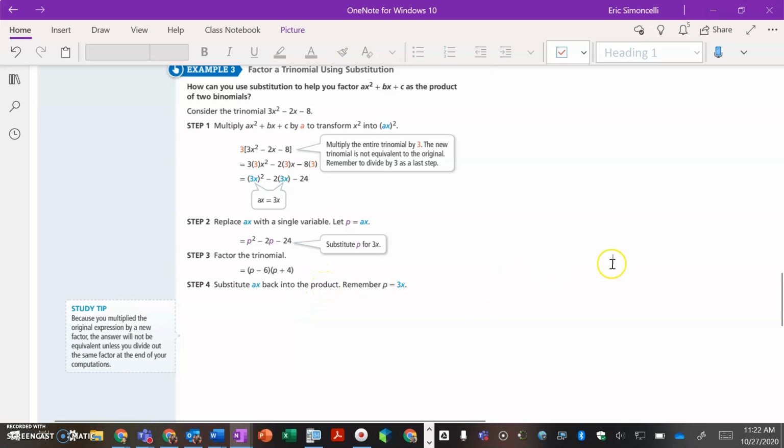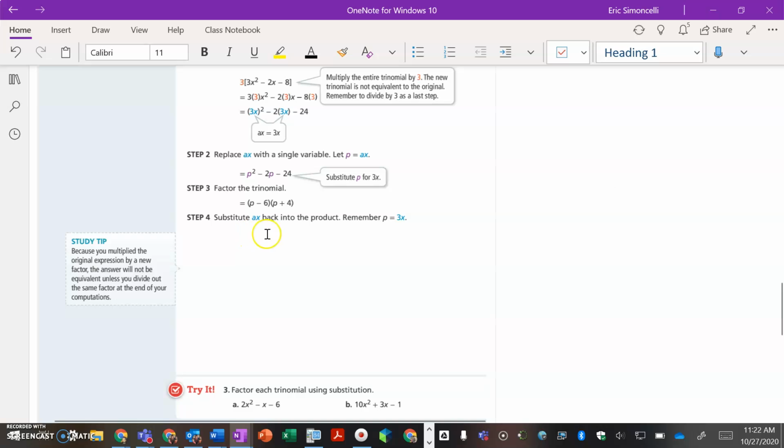Step 4, substitute ax back into the product. Remember that we set p equal to 3x. So factor out common factors if there are any. 3x minus 6 times the quantity 3x plus 4. Substituting 3x for p is essentially what's happening here.